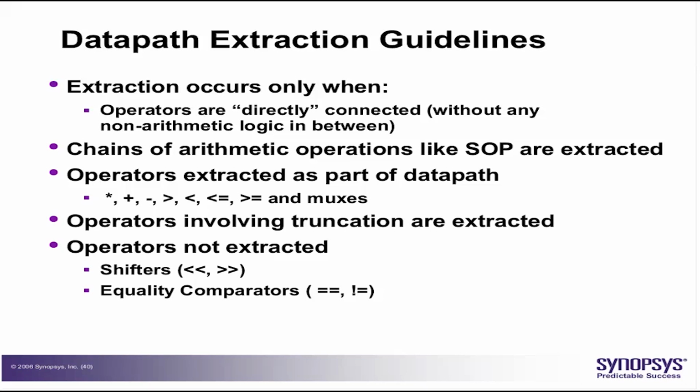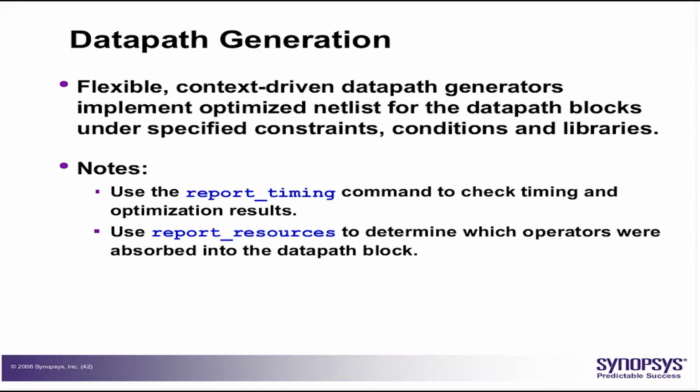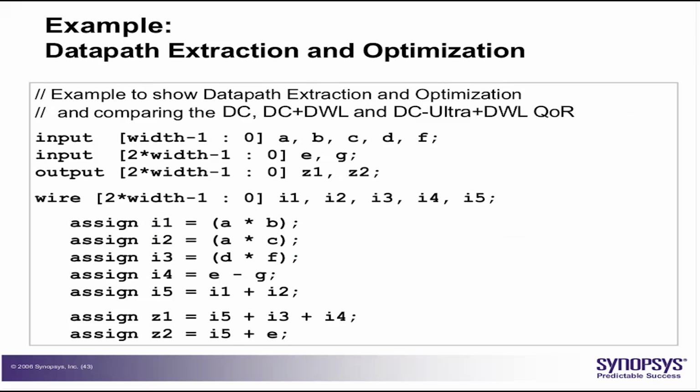We saw in the last session that extraction only occurs in such cases. These are the operators that are extracted as part of the data path, and these shifters and equality comparators are not extracted. So let's see one example of RTL code, and we'll see an example of report resources where it will show what data path will be extracted. Let's look at this example now.